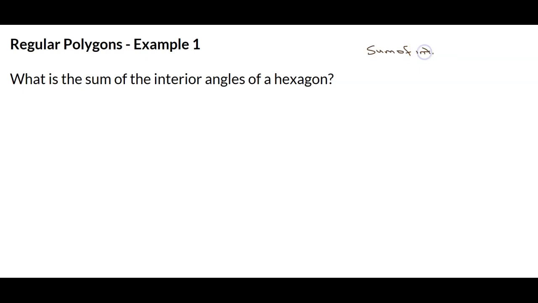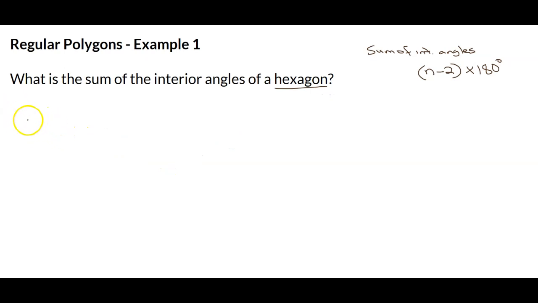is actually going to be the number of sides of the polygon minus 2, and that is the number of triangles inside the polygon. And so we're just going to multiply by 180 degrees. So a hexagon is a polygon with 6 sides.